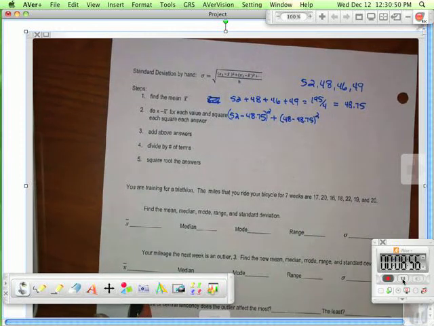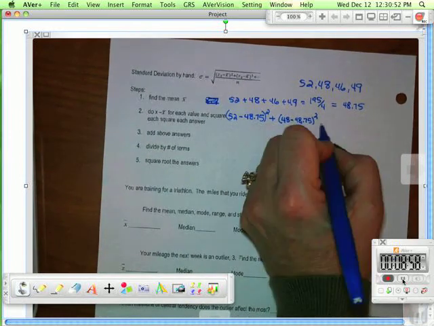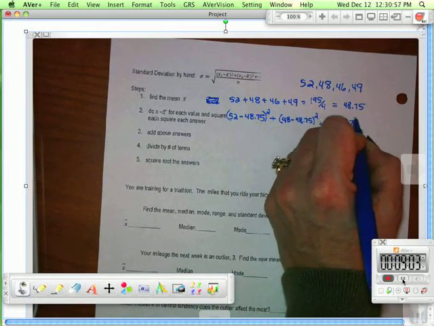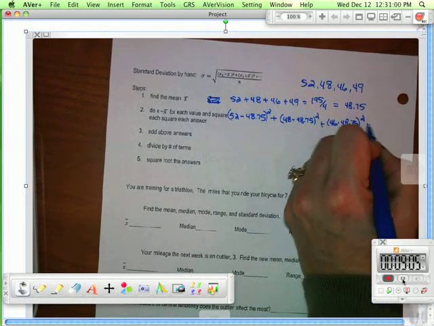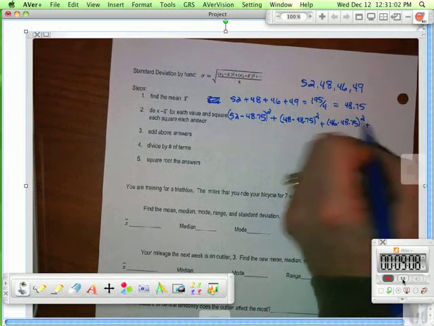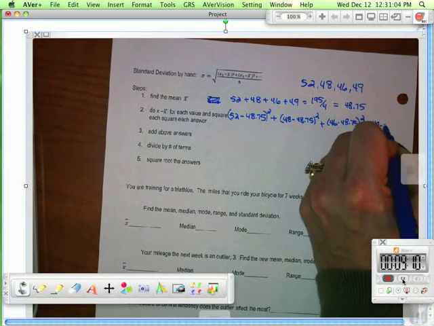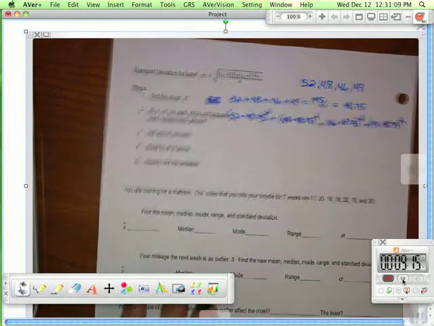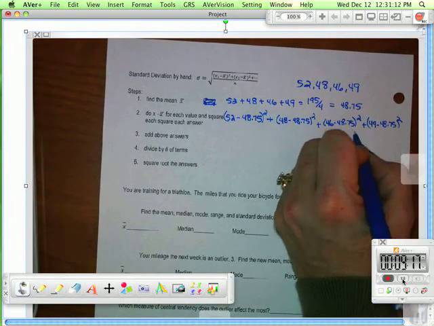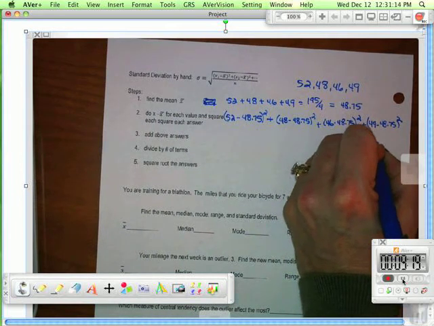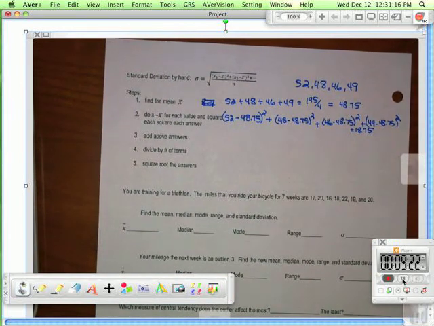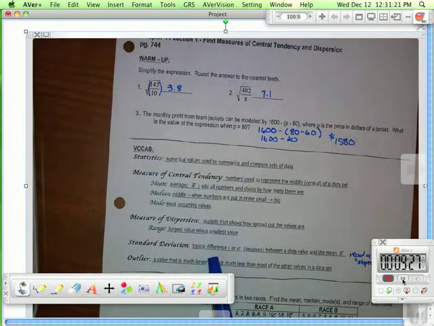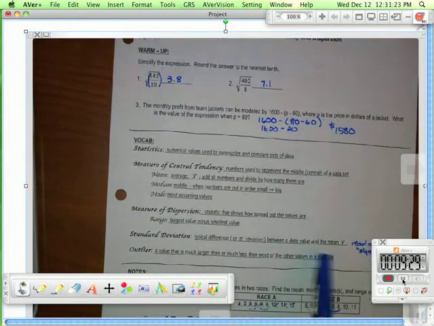And then add the third piece of data, 46 minus 48.75 squared. And you do the same thing for the last piece of data, 49 minus 48.75 squared. And when you do that math, you get 18.75. Let me just refresh your memory on the definition of standard deviation. We're finding out the typical difference of each piece of data between it and the average.